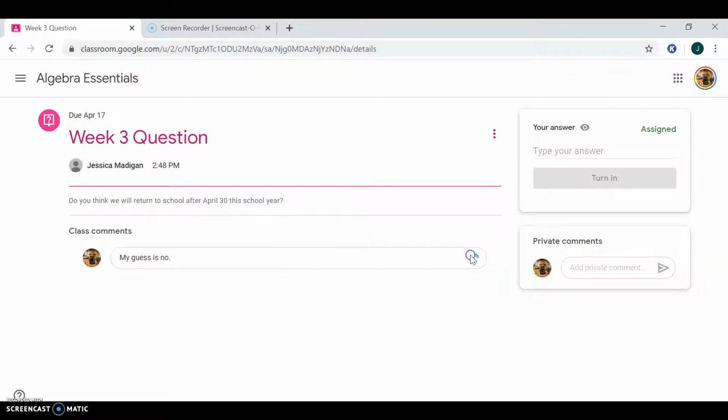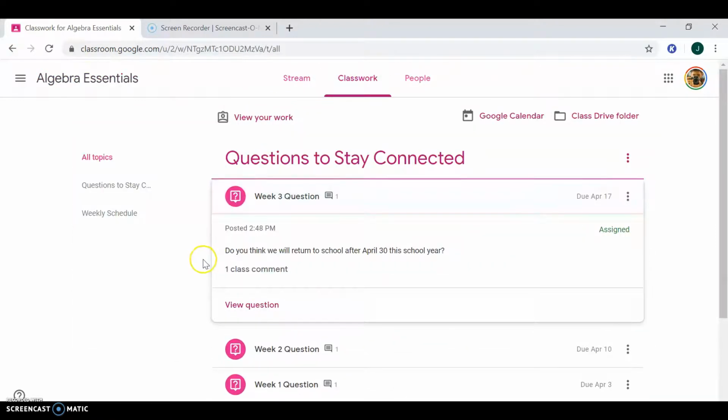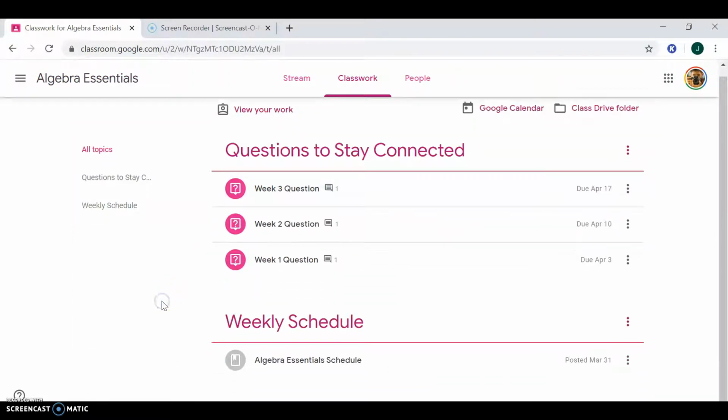So submit question 3, week 3 question, and then go back to the classroom. Let's look at our classwork. So this week we have nothing to submit in Google Classroom, but we do have assignments.